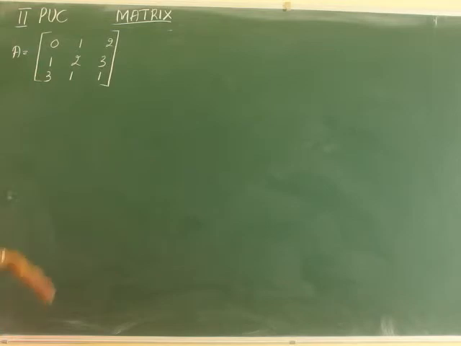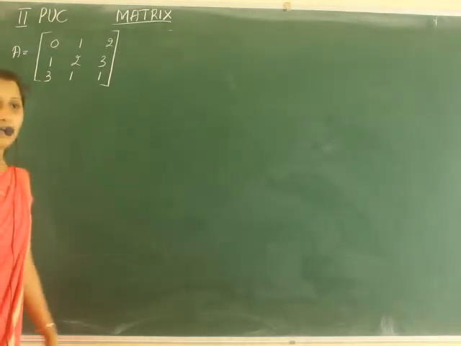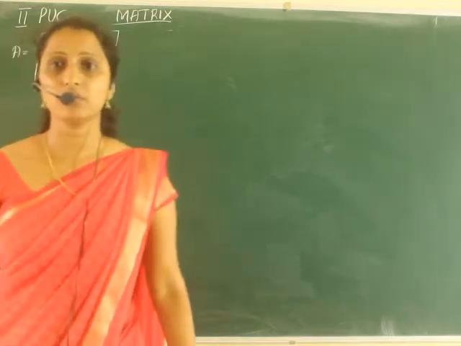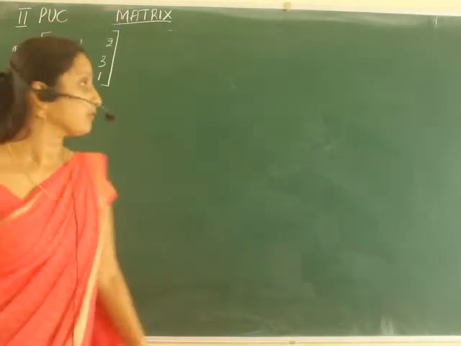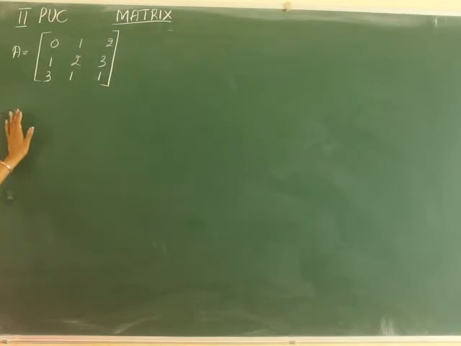There are no changes, but we have to see which method we have to follow and in which way we have to calculate. That is the important thing here. So this is the given matrix A. Find the inverse of the matrix using elementary operations. That is the question.